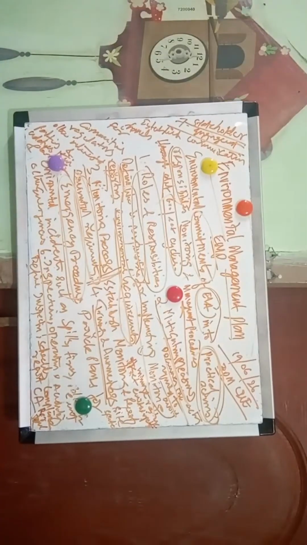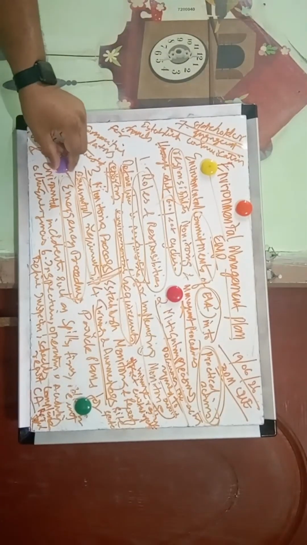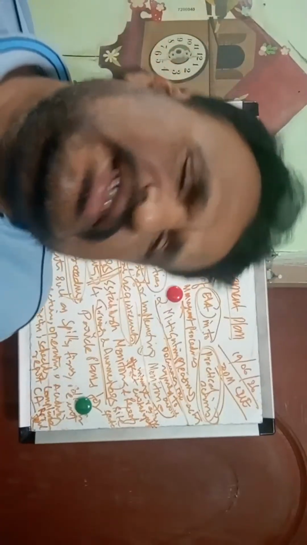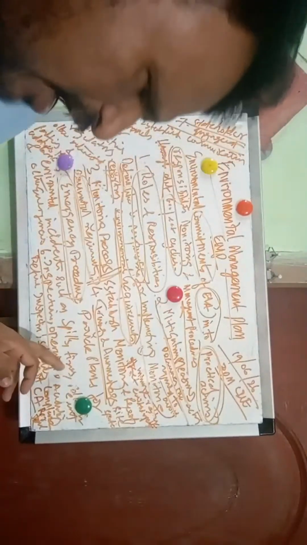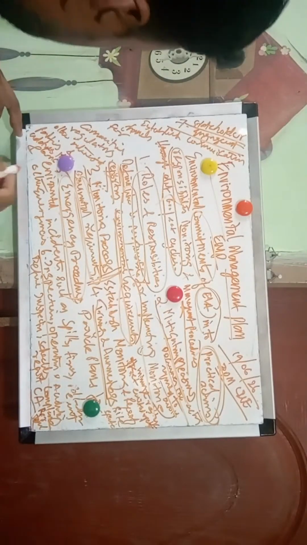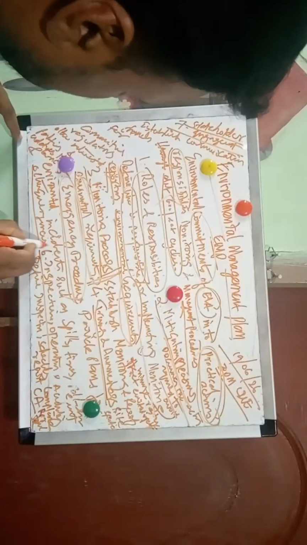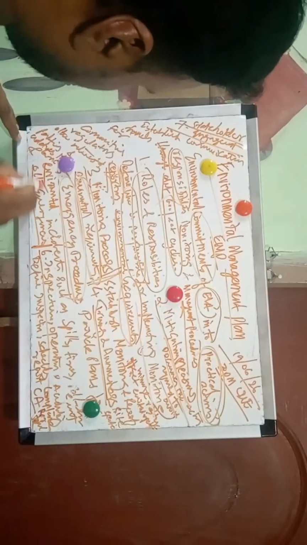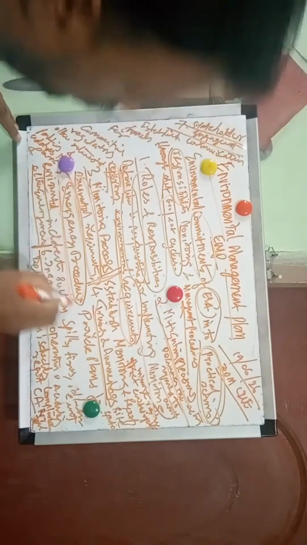Then the fifth one, emergency procedures. You have to make emergency procedures. For example, if there are environmental incidents happening on the site, in the environmental incidents there will be oil spillage, fire, pollution, and other emergencies. So there will be emergency procedures.